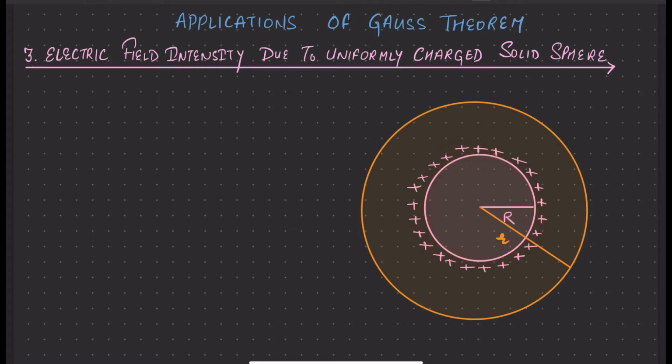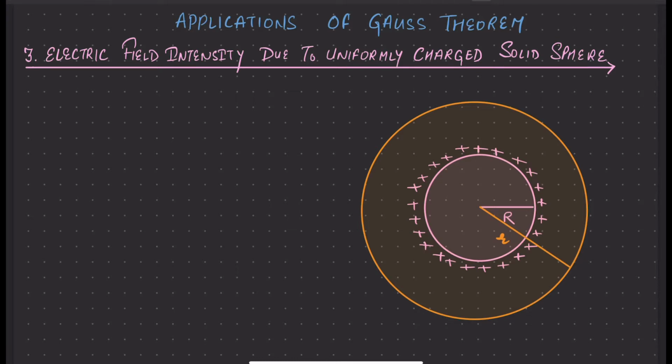That is a solid sphere which is shown in pink color with a radius of capital R and is charged uniformly such that a Q charge is spread all around its surface. And as we already know, in order to apply the Gauss theorem, we always need a Gaussian surface which could be of any shape or of any size, but it should be a closed surface.